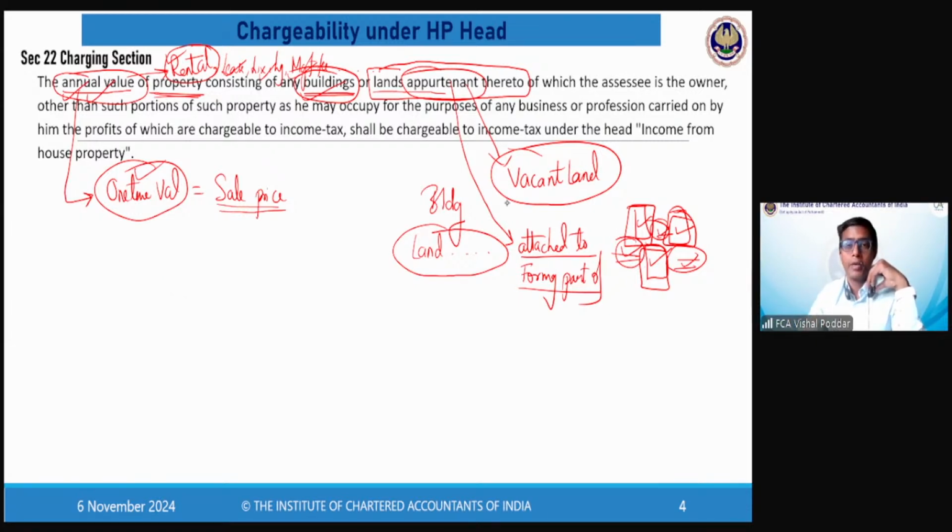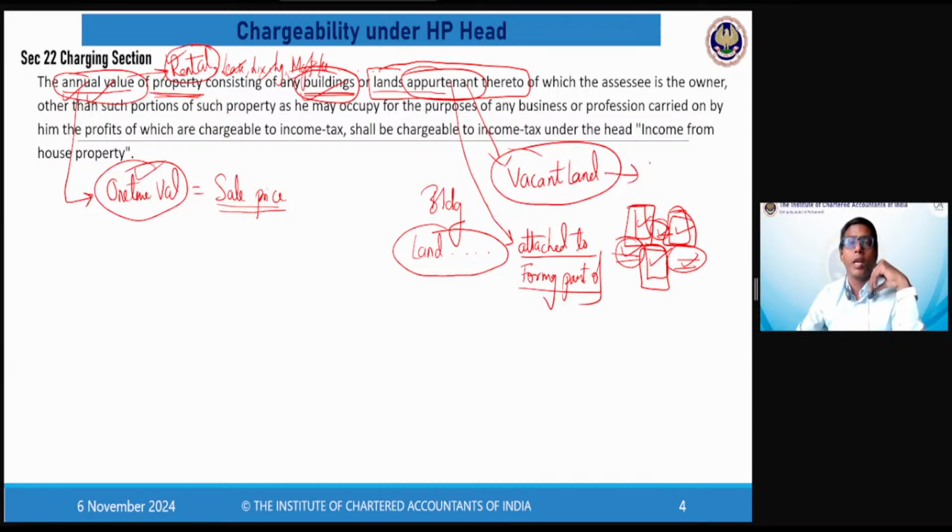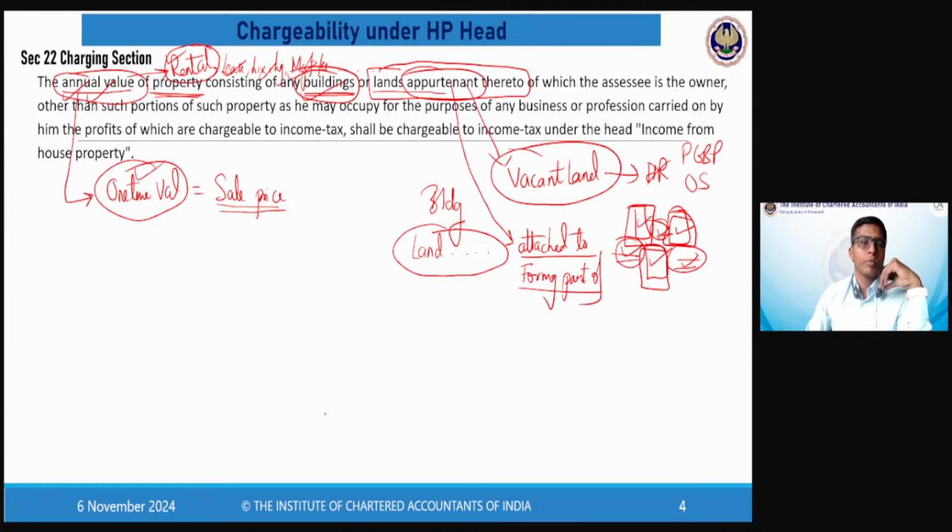Vacant land, if there is any vacant land, the rent from such vacant land will never be part of HP head. Either it will be the PGBP, that is a business head, or it will be the other sources head, depending upon whether giving on rent is your business or not.